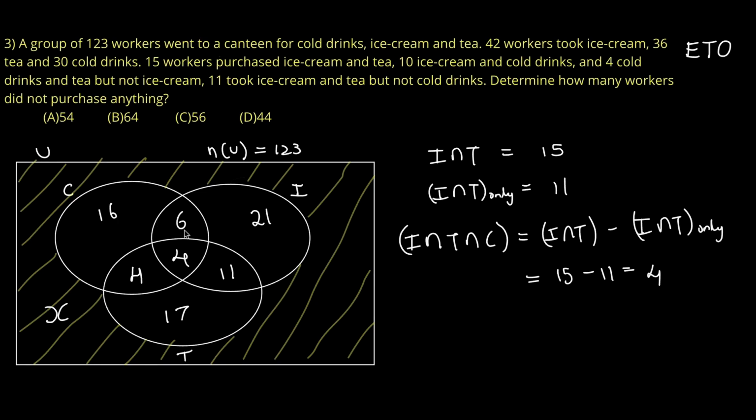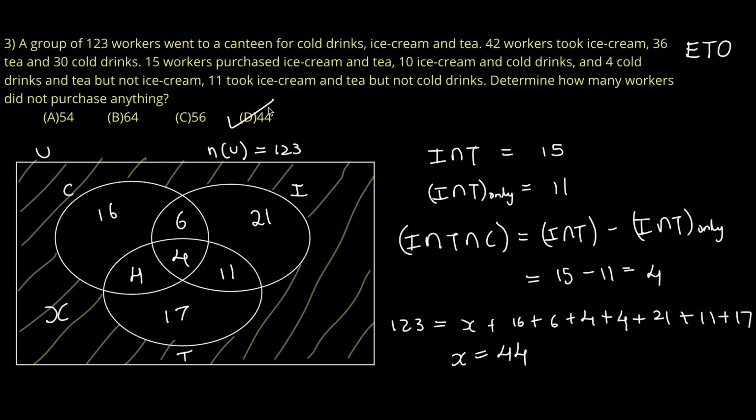We know the universal set is equal to the sum of all the regions inside the square. So the number of elements in the universal set is 123, which equals X plus 16 plus 6 plus 4 plus 4 plus 21 plus 11 plus 17. After solving this equation, we get X equals 44. D is the correct option.